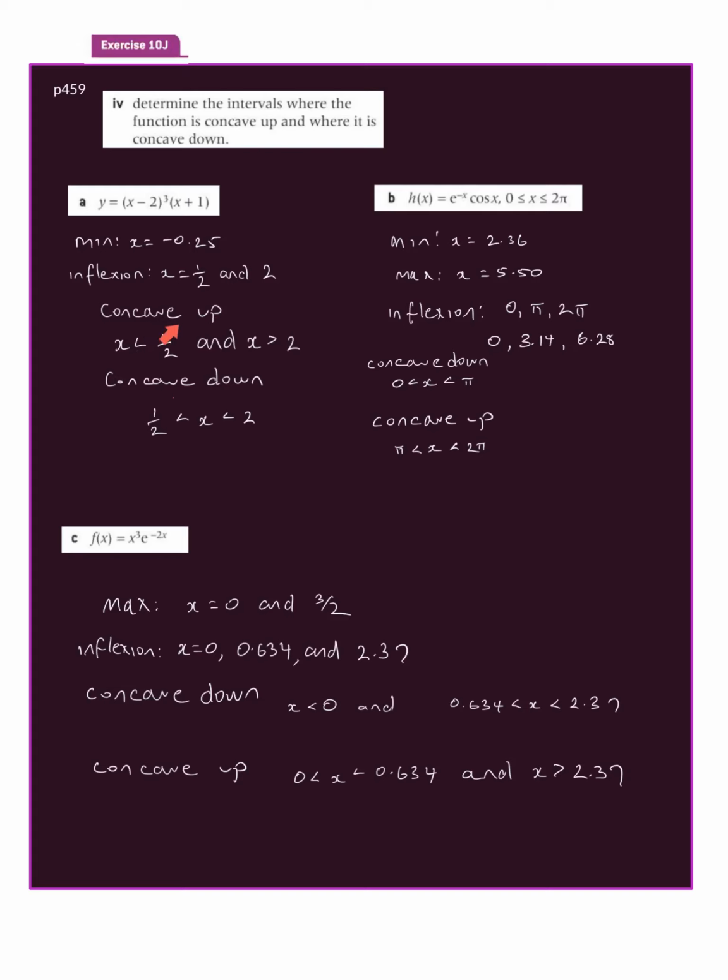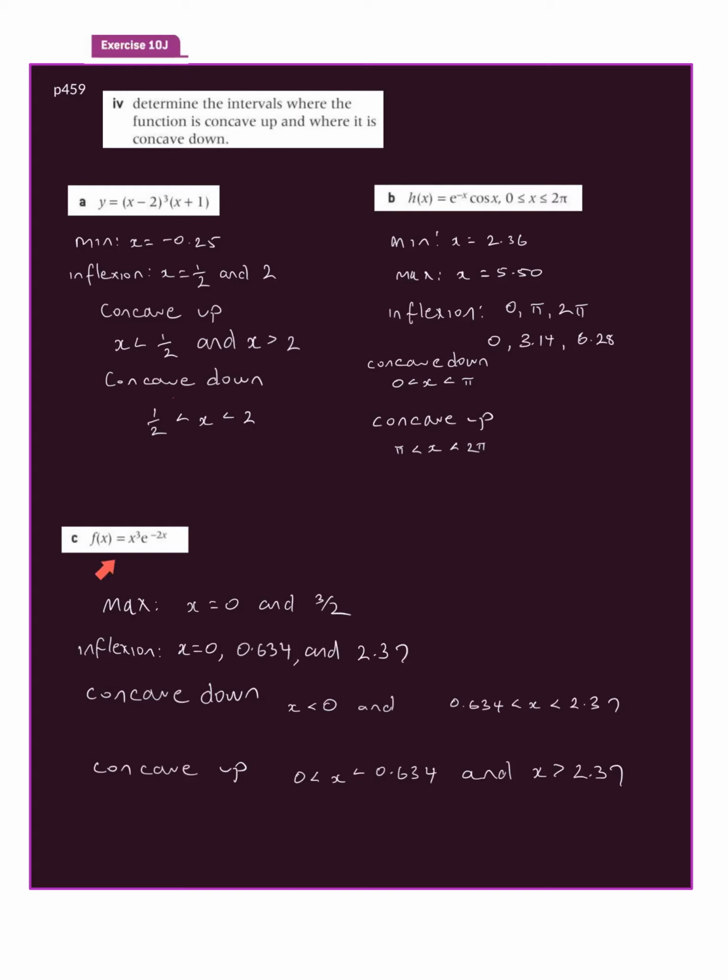And you can see that for this function here, it's concave up where x is less than a half and x is greater than 2, and concave down where x is greater than a half and less than 2. Okay, again, using the GDC and knowing these things that we discovered in the first 3 parts of this question, we can see that it's concave down where x is greater than 0 and less than pi, and concave up where x is greater than pi and less than 2 pi.